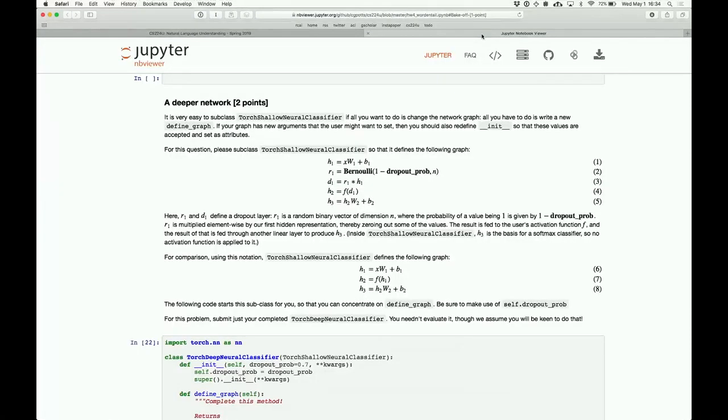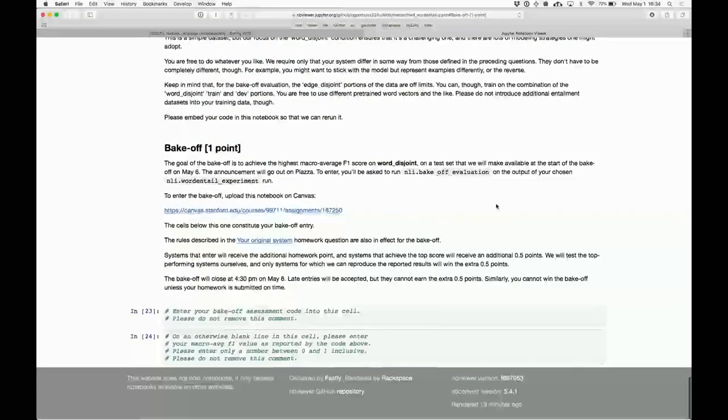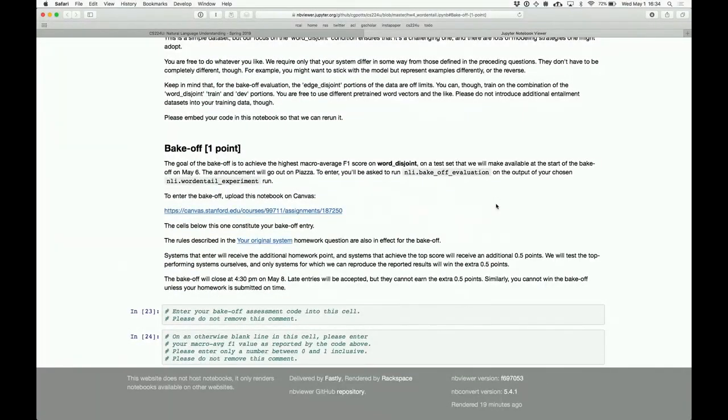There's one thing that I wanted to just clarify about Bake Off 4, just so that you know what the points of freedom are. Remember, Homework 4 and Bake Off 4 are all about word-level entailment. It's a kind of small version of the NLI problem, and I've supplied you with data sets that you can work with.